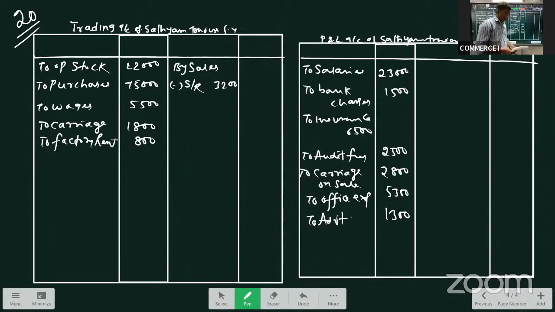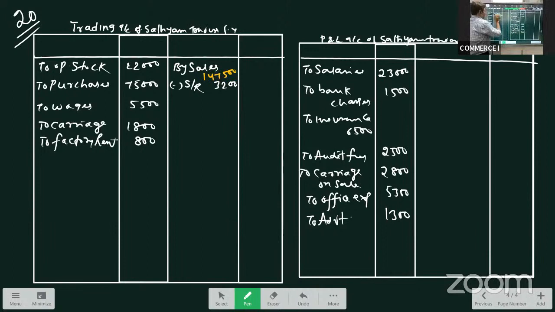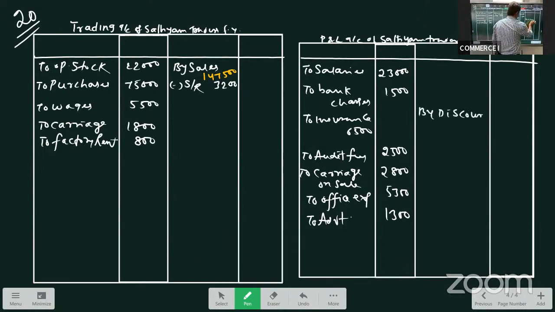Capital will go to balance sheet. Sales we have 1,47,500. Creditors, liability. Bank overdraft, liability. Bills payable, liability. Discount given on the credit side will come on the credit side of P&L account. How much is it? 1,600. Then interest on drawing is an income to the proprietor when he makes drawings. What are drawings? Drawing is any amount which he takes for personal use. So he will pay interest. It's a notional expense, but let us say he's paying interest to the firm. So that is an income, we take it to the credit side. Right?